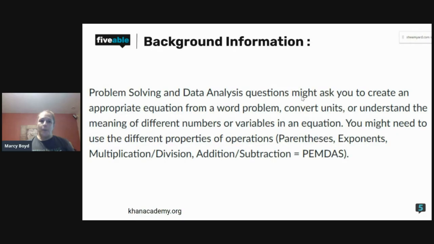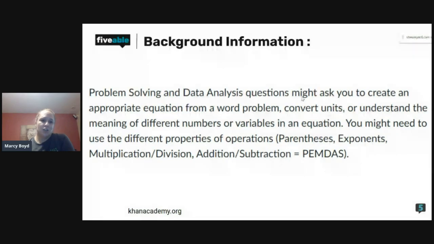Okay, so background information: problem solving and data analysis questions might ask you to create an appropriate equation from a word problem. They might ask you to convert units, might ask you to understand the meaning of different numbers or variables if you're given an equation. So we might be given y equals mx plus b, a linear equation where our rate of change, which we also call our slope, could teach us about the statistics or the slope of what's happening in the real world, the word problem that they've given us.